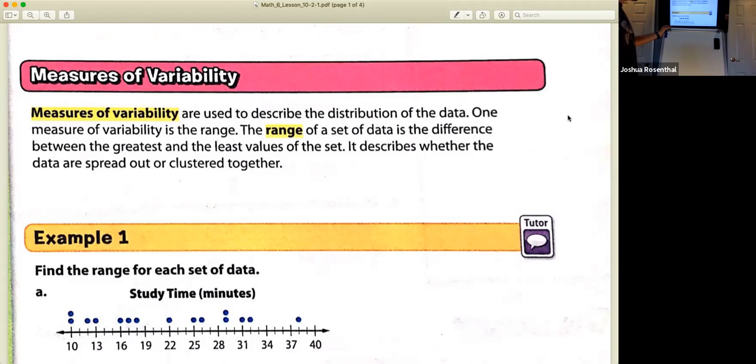Okay, so measures of variability are used to describe the distribution. We call it a data distribution. How are the data spread? One measure of variability is the range, and we're going to do other measures of variability.